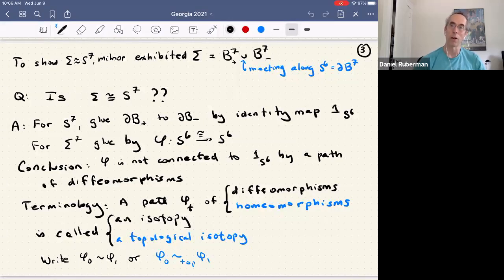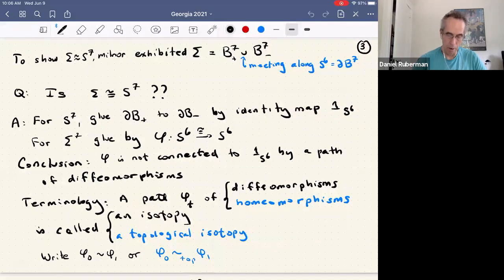And the conclusion from his brilliant proof that this sigma is not diffeomorphic to the 7-sphere is that, in fact, this diffeomorphism of the 6-sphere, the gluing map, can't be connected to the identity map by a path of diffeomorphisms. These days we would say it's not isotopic to the identity. Just to be clear on basic terminology, a path in the diffeomorphism group is called an isotopy, and a path in the homeomorphism group is called a topological isotopy, at least that's what I would call it. There's no real standard notation for isotopy, but this little squiggly line is supposed to be my symbol for isotopy.